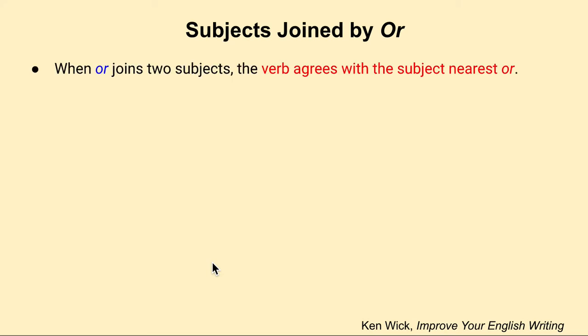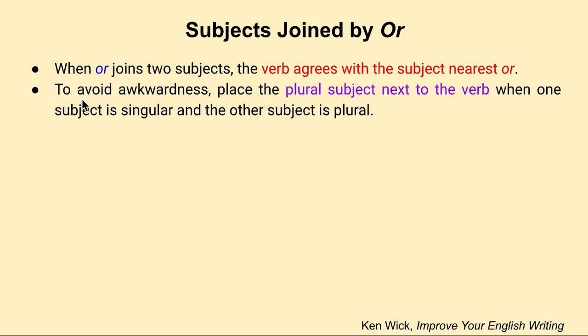Now let's move on to the subjects joined by or. When or joins two subjects, the verb agrees with the subject nearest or. So that means if the subject near or is singular, use a singular verb. If the subject nearest or is plural, then you use a plural verb. Does that make sense?